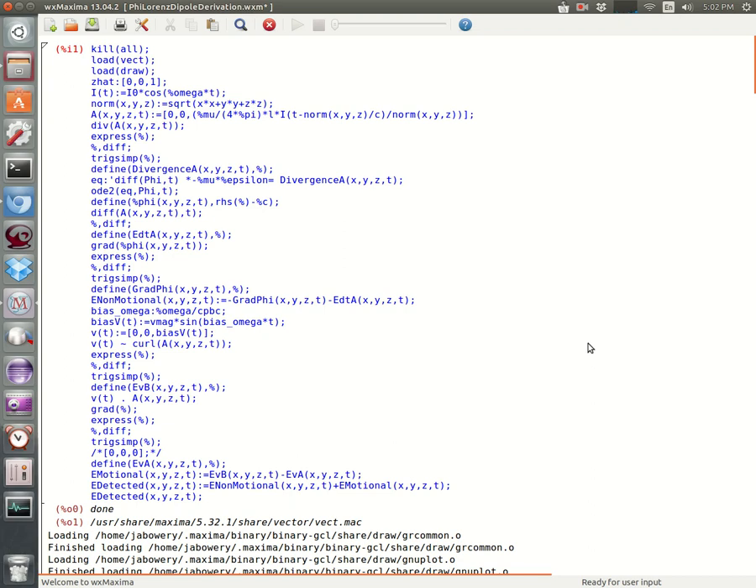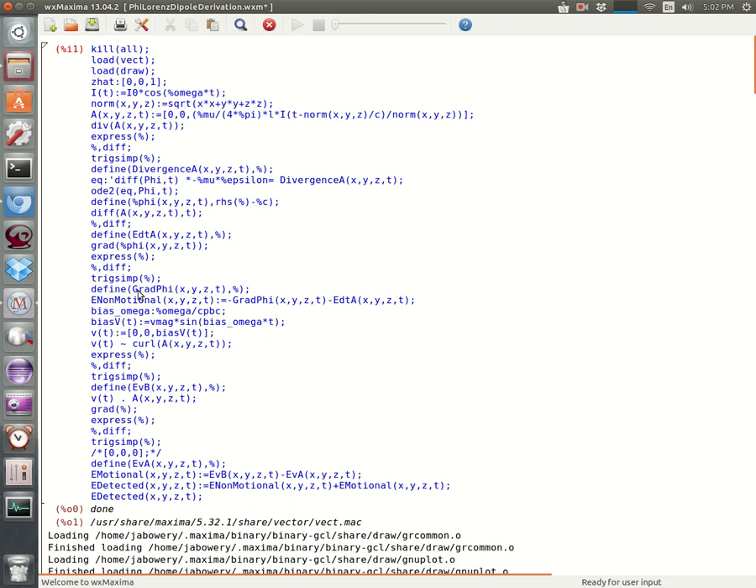Once we have the definition of the dipole in terms of the potentials, we can use the potentials to define the fields. And here we have the differential of the vector potential with respect to time, partial A partial t. We use that to define E dTA, which is how we refer to partial A partial t. Then we can take the gradient of the scalar potential, phi, and that gives us a function we call grad phi.